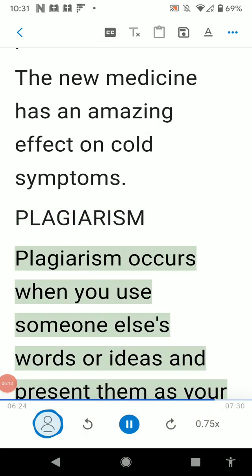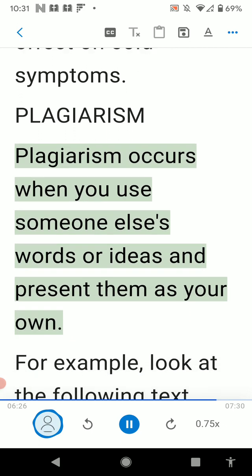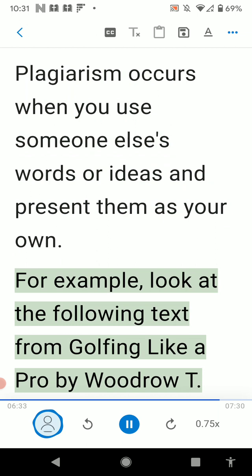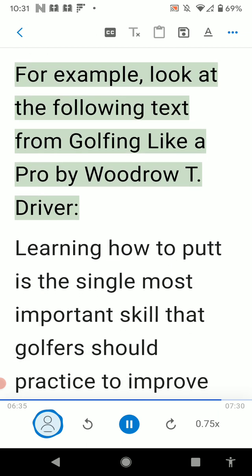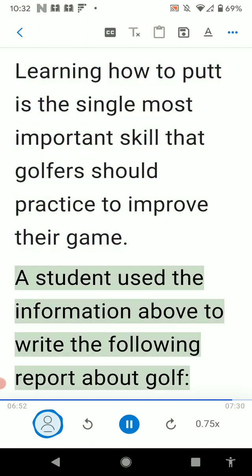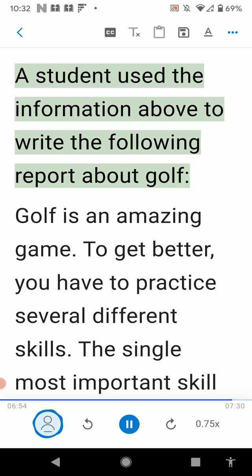Plagiarism. Plagiarism occurs when you use someone else's words or ideas and present them as your own. For example, look at the following text from Golfing Like a Pro by Woodrow T. Driver. "Learning how to putt is the single most important skill that golfers should practice to improve their game." A student used the information above to write the following report about golf.